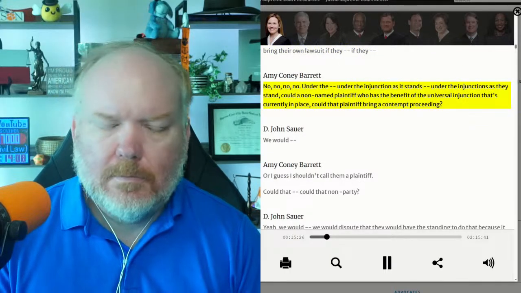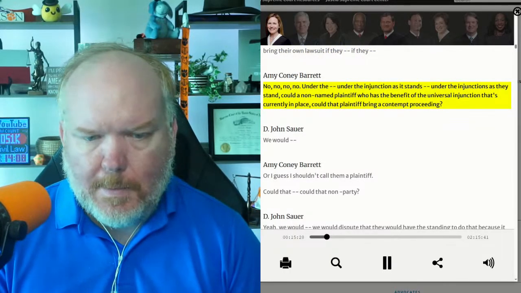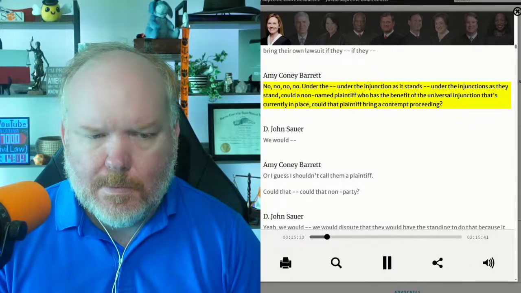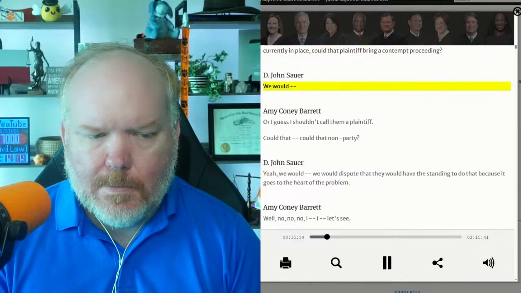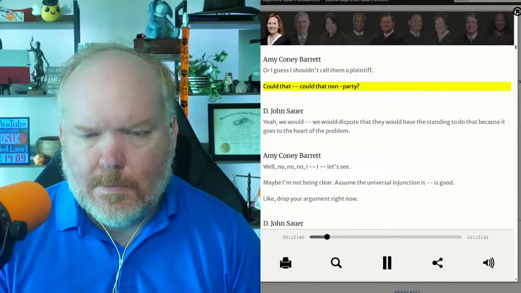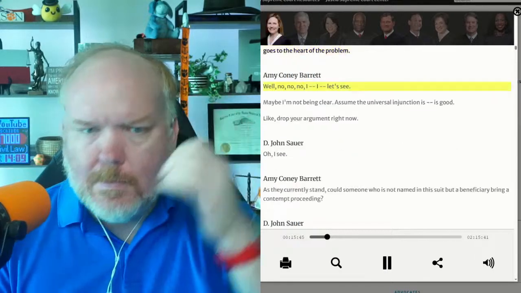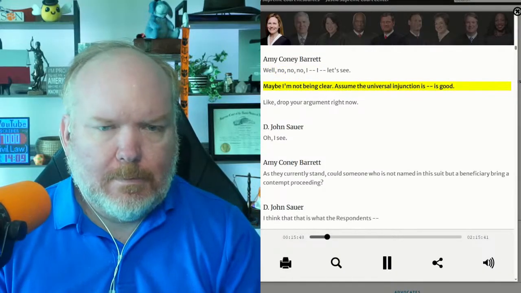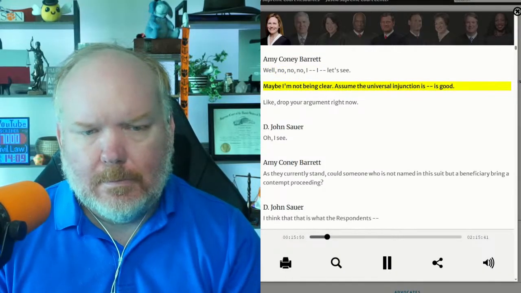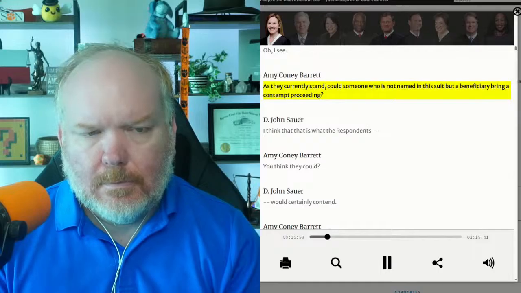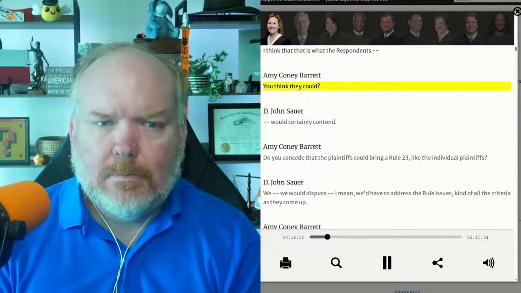Under the injunctions as they stand, could a non-named plaintiff who has the benefit of the universal injunction that's currently in place bring a contempt proceeding? Or I guess I shouldn't call them a plaintiff. Could that non-party? We would dispute that they would have the standing to do that because it goes to the heart of. Well, no. Maybe I'm not being clear. Assume the universal injunction is good. Drop your argument right now. Oh, I see. As they currently stand, could someone who is not named in the suit but a beneficiary bring a contempt proceeding? I think that is what the respondents would certainly contend.